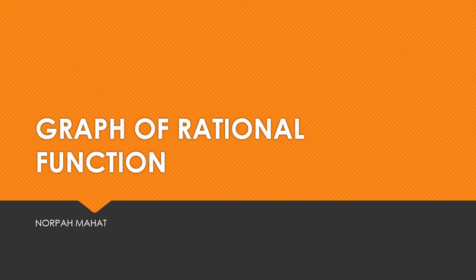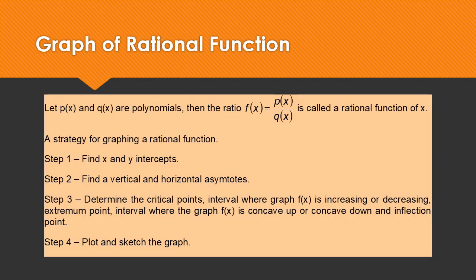Bismillahirrahmanirrahim. This is a video about the graph of a rational function. A rational function is a function such as f(x) = p(x) over q(x), where p(x) is a polynomial function and q(x) is also a polynomial function.